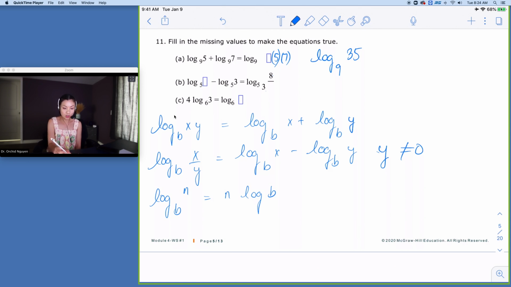For part B, you have A on top and 3 on the bottom. You have 3 here, so this number has to be 8. For part C, you see that we have the power to the front, so we bring it down. The base is 3, and you raise it to the fourth power. So if you simplify it, we get 81.